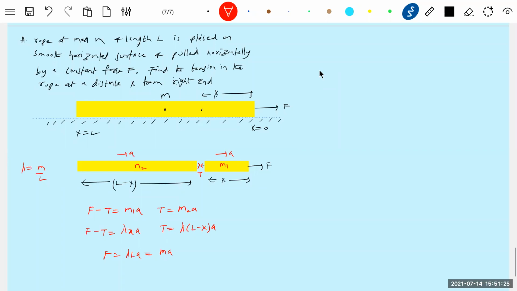Now I got the expression for acceleration. What is that? F by m. Sir, we already know net force by mass. Okay, well and good. If you are able to make such a clean observation, start directly from there. Let me substitute this in the equation for tension. T equals m2a, so m2 times F by m. What is m2? Lambda into (L minus x). What is m? Lambda L.